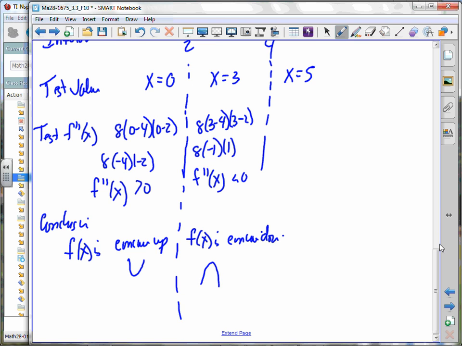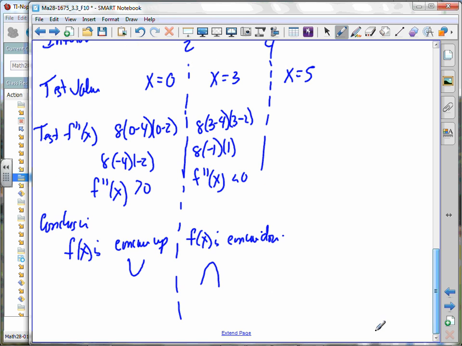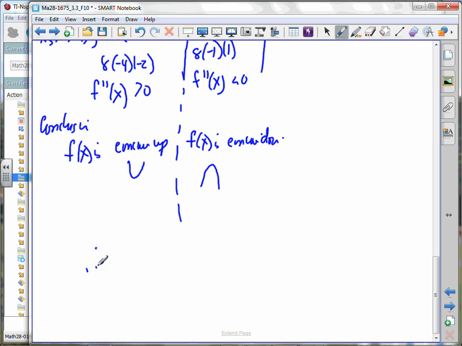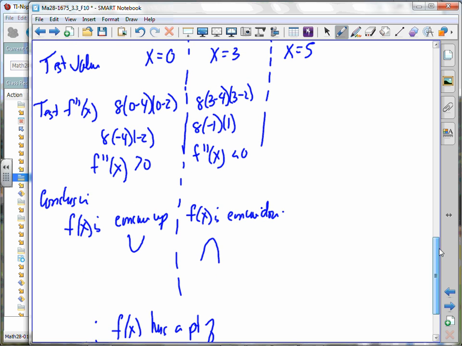What do you think about at x equals 2? Is that a point of inflection? Did concavity change? Yes. Okay. So we can say, therefore, f of x has a point of inflection at x equals 2. Well, what about at x equals 4?